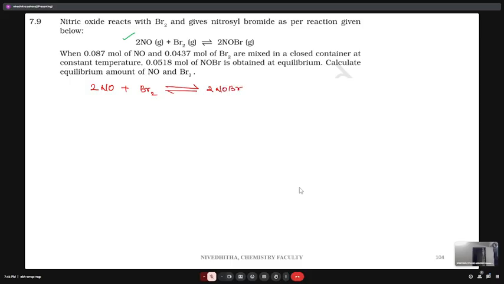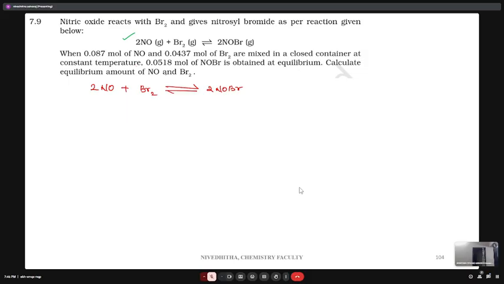Okay, here, see, the question is when 0.087 mole of nitric oxide and 0.0 of Br2 are mixed in a closed container at a constant temperature. Initial number of moles of NO and Br2 are given, and 0.0518 mole of nitrosyl bromide is obtained at equilibrium. And they're asking us to calculate the equilibrium amount of NO and Br2.